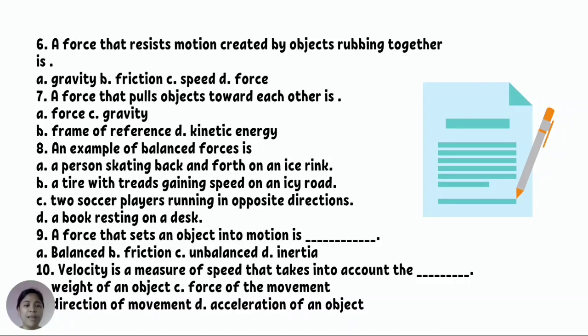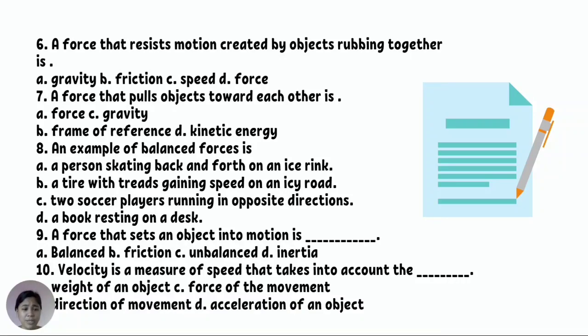Number 8, an example of balanced forces is A. A person skating back and forth on an ice rink, B. A tire with treads gaining speed on an icy road, C. Two soccer players running in opposite directions, or D. A book resting on a desk.